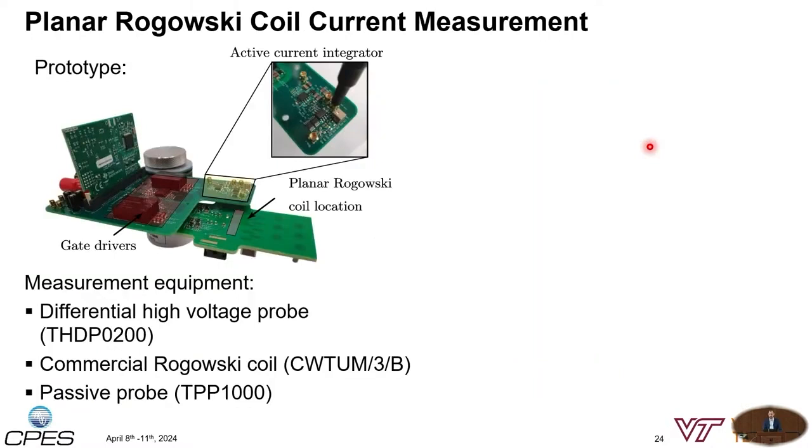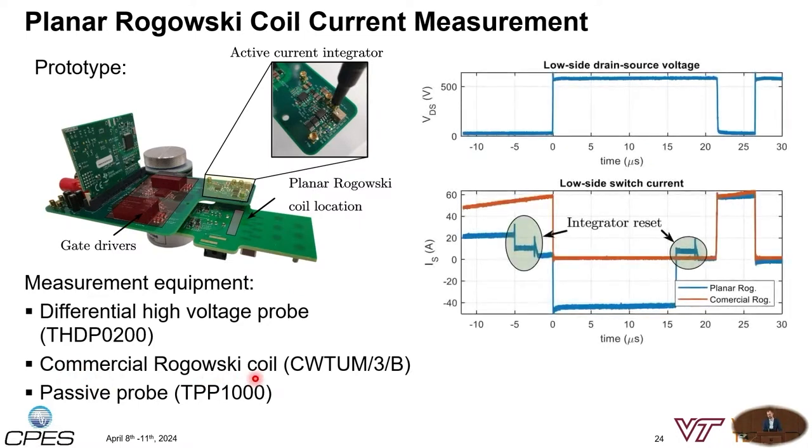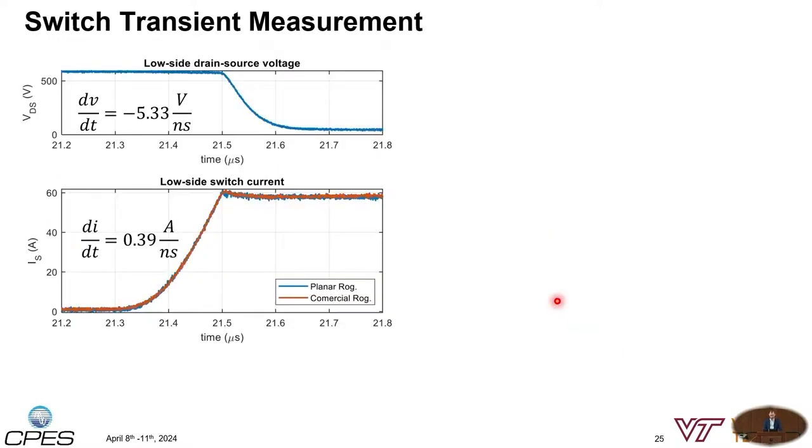We've then also evaluated the switch transient accuracy of our planar Rogowski coil, and we compared it to a commercial Rogowski coil. We carried out double pulse tests. What you'll see is that the planar Rogowski coil will reset before each switching transient. So for the turn-off switching transient, I applied an offset to the planar Rogowski coil so that we can see the overlap. But what's important is the amplitude itself of the switch transient.